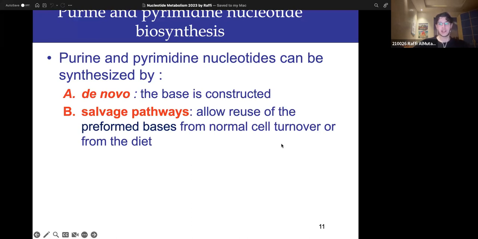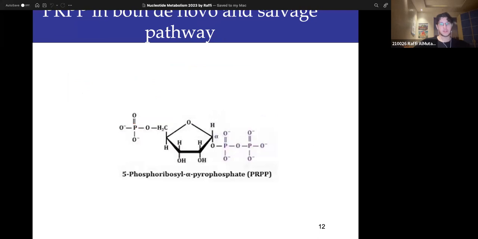So for example, when a cell dies, it releases its contents. And one of those contents would be those bases, those DNA and RNA bases. So you could take those bases and just make them brand new. That would be how salvage works. De novo is just you're making it from scratch. And we'll go into a little more detail.